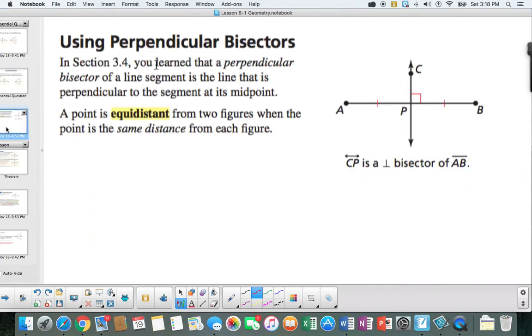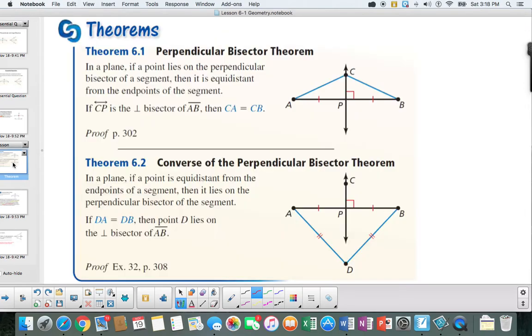Let's start with the word equidistant. Equidistant means that it's going to be the same distance. So point P, we say, is equidistant to A and equidistant to B, especially when it lies on the perpendicular bisector. We're going to use this word in the following theorem.